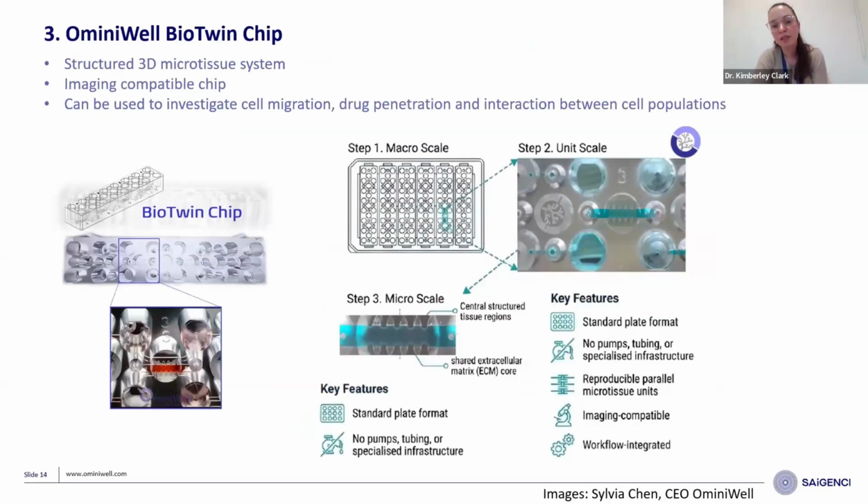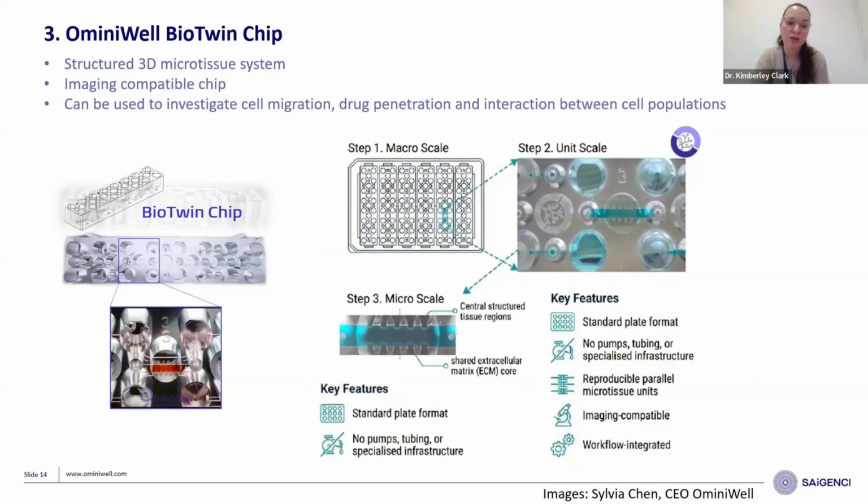And then the third different model that I wanted to share that we've been using today is the AminiWell BioTwin chip. This is the most structured system that we've been applying, and we've been getting some great hands-on advice from Sylvia from AminiWell. This is a chip that sits on essentially the same slide as a microscope slide, so it is really readily available for imaging. And it enables us to answer all of the questions we need. So you can investigate cell migration, drug penetration, and readily investigate the interaction between different cell populations.